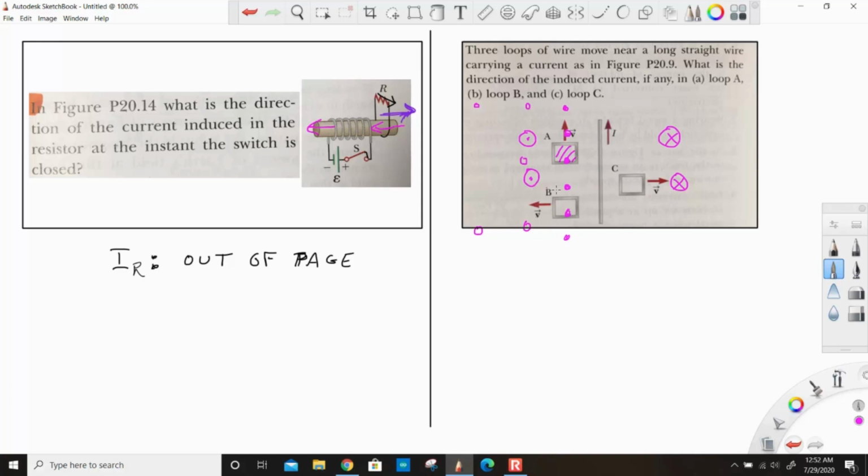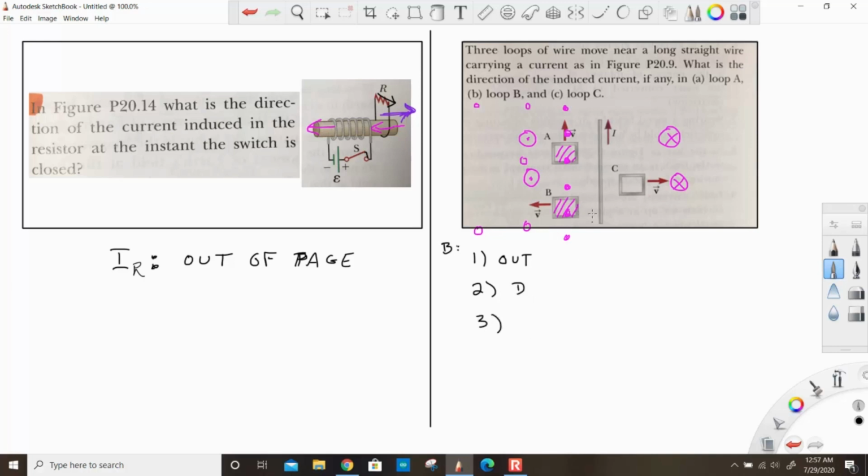Now let's look at B. As you can see, we have this strong field here, weaker field out here, and even weaker field out here. So as we move hoop B to the left, then we should be experiencing less and less flux through our surface. Okay, so we ask our 3 questions. Number 1, what direction is the field going? It is pointed out of the page for loop B. 2, is it increasing or decreasing? Well, we're moving away from the wire to a weaker region, so it is decreasing.